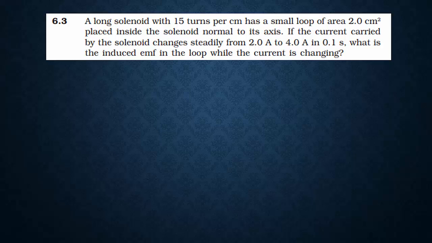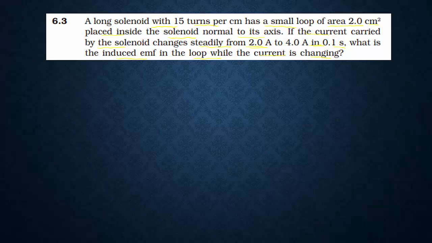Yes, next question. A long solenoid with 15 turns per centimeter has a small loop of area 2 centimeter square placed inside the solenoid, normal to its axis. If the current carried by the solenoid changes steadily from 2 ampere to 4 ampere in 0.1 seconds, what is the induced EMF in the loop while the current is changing? So we have to find the induced EMF in the loop when the current is changing from 2 ampere to 4 ampere. Now first you can note down the givens here.